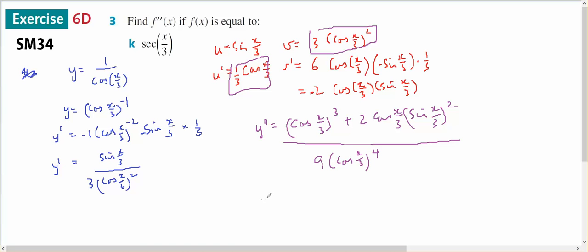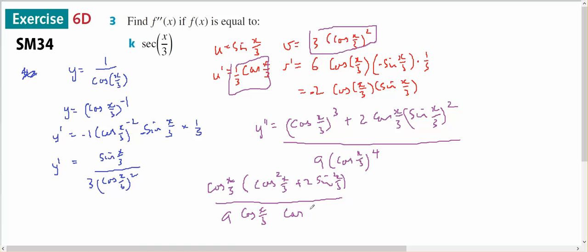So what have I got? I can take out a common factor of cos of x on 3. So if I take out cos of x on 3, I'm going to have cos of x on 3 squared plus 2 sine of x on 3 squared. And I'm going to put this all over 9 cos of x on 3, and then put cos of x on 3 cubed. So break this 4, and that will cancel with that.